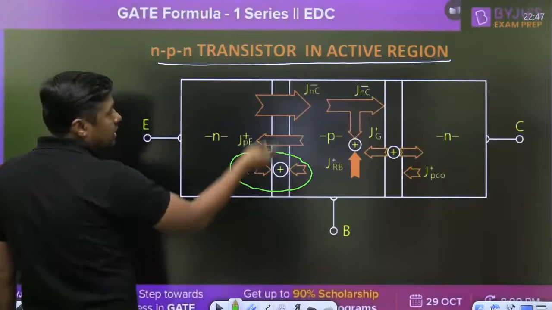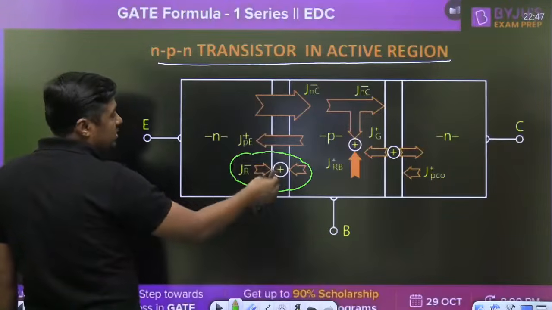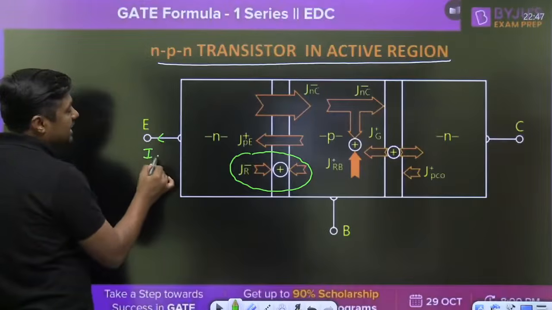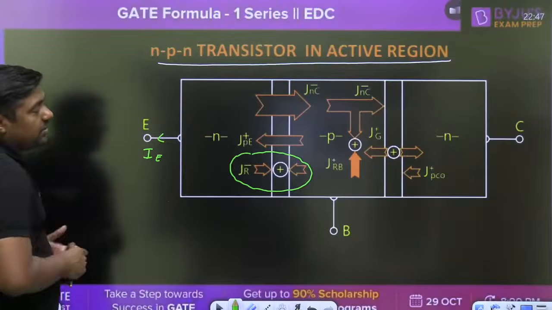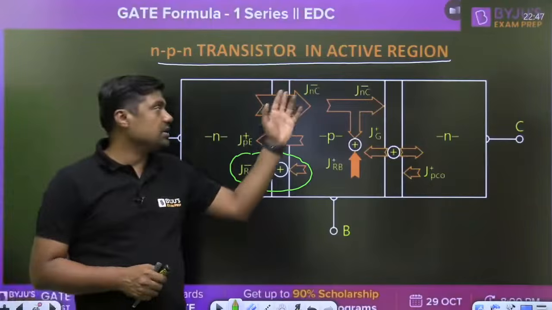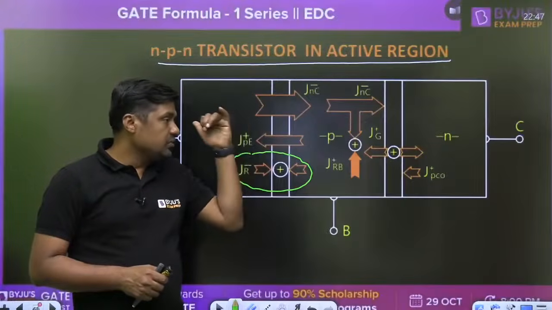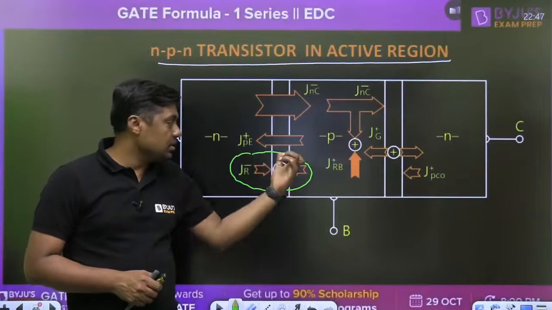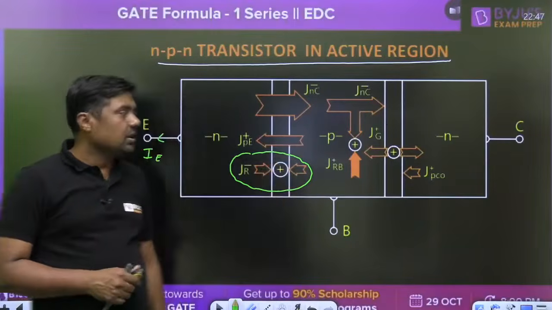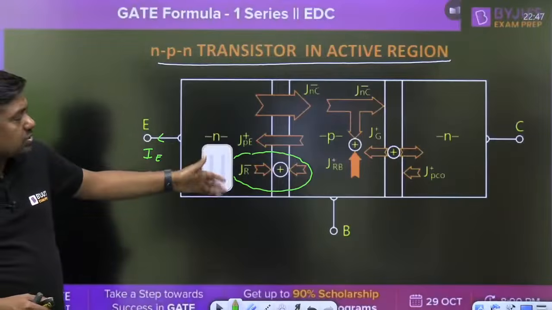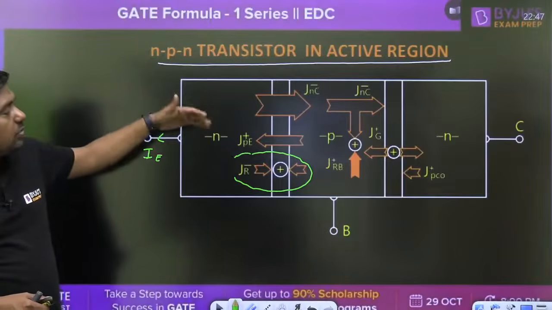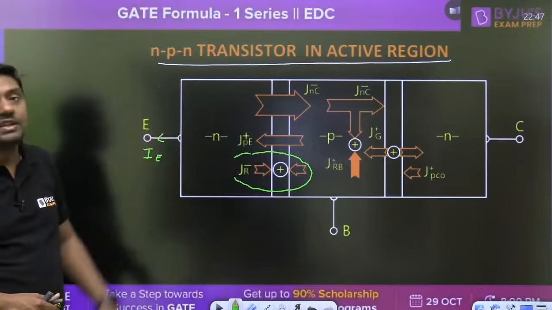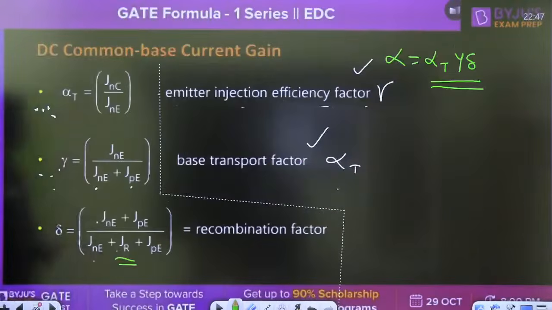JR. New hole electron pair will be generated here, then again recombination, and they will contribute in the emitter current. Actually we are measuring the emitter current, but emitter current is divided into three parts. One is JNE, JPE, and what? JR. Right? That is the recombination in this junction. So normally that is not given in the question. They will give you the idea about the base transport factor or emitter injection efficiency. If it is given, then we can consider it.